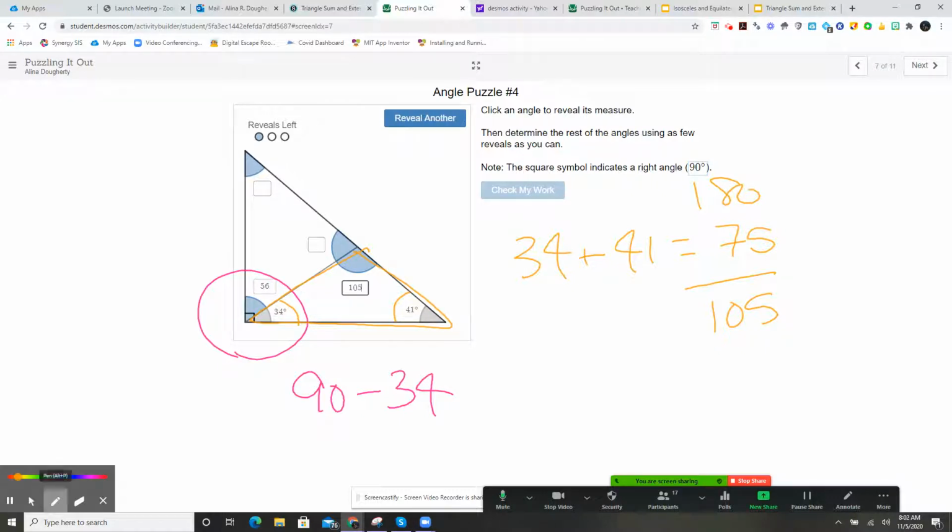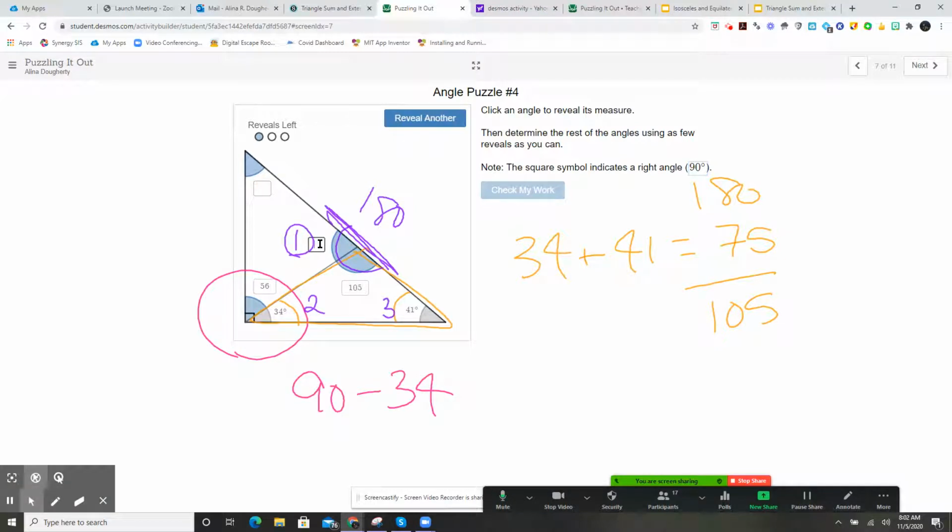And then what can I find from there? I went from the right angle to the triangle. Do I have a straight line here? What should those two angles add up to be? 180. So what's 180 minus 105? Does that take me back to 75? Notice that this is our exterior angle sum. Angle 1 equals angle 2 plus angle 3.